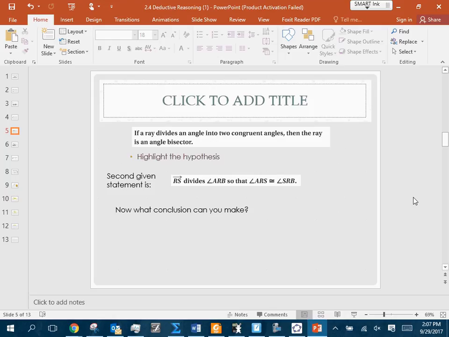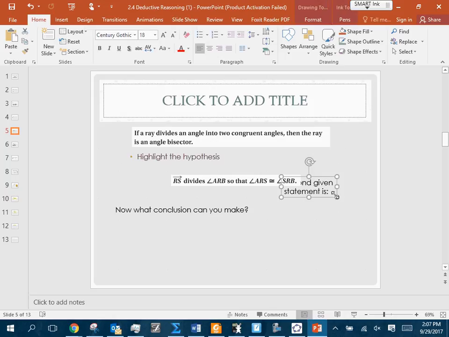Okay? Here it says, if a ray divides an angle into two congruent angles, then the ray is an angle bisector. That's true. Hopefully we've talked about that in the past, and you can agree with that. Okay? Now I get this second statement down here.